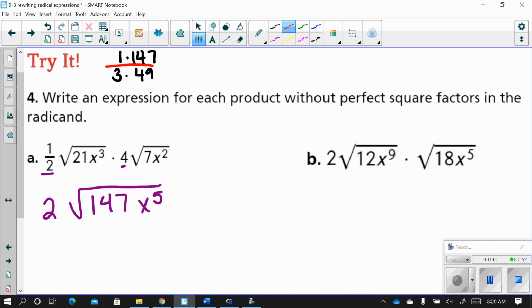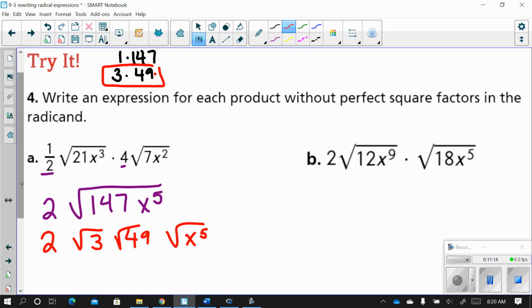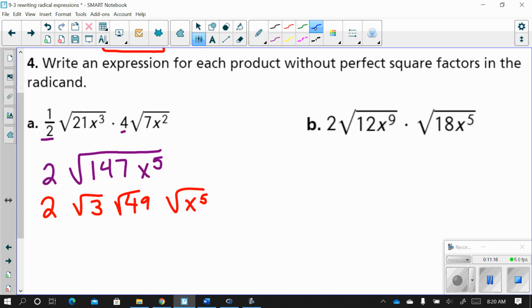Since it's the bigger of the two, I already know it's going to be my biggest number, so I'm going to use this. So I'm going to do 2, square root of 3, square root of 49, square root of x to the 5th. Obviously, the square root of 49 is 7. And 2 goes into 5 twice, so I pull out an x squared. There's a remainder of 1.